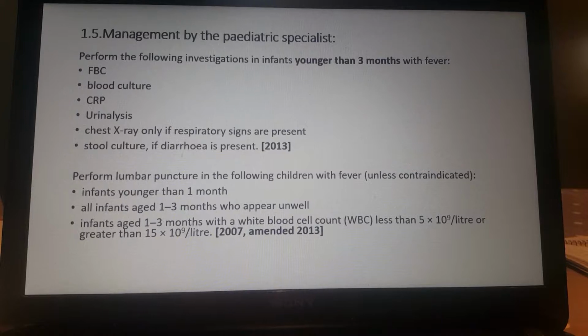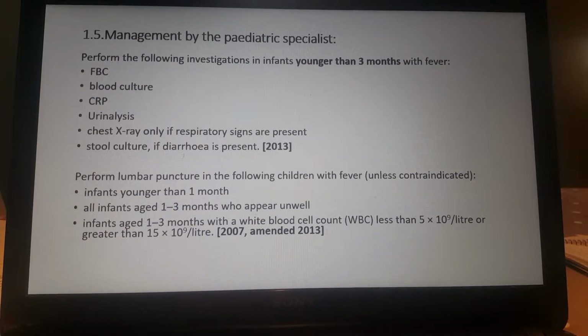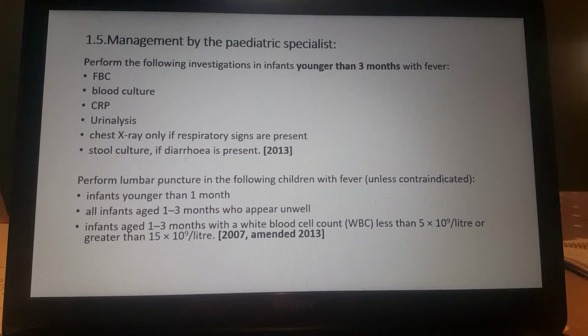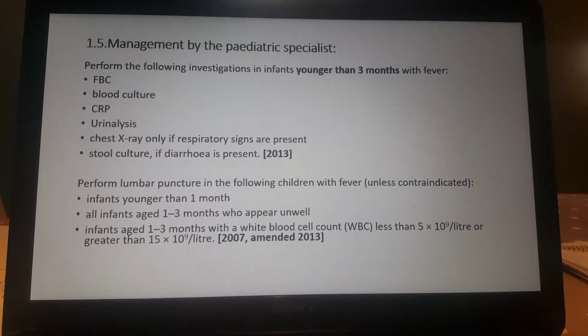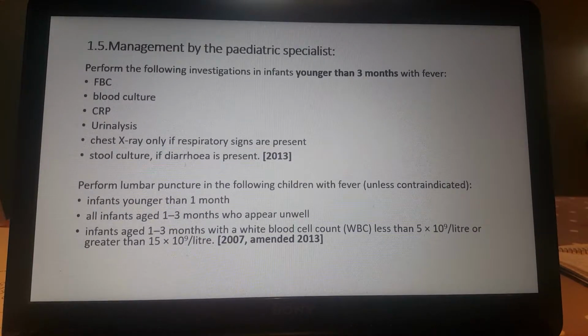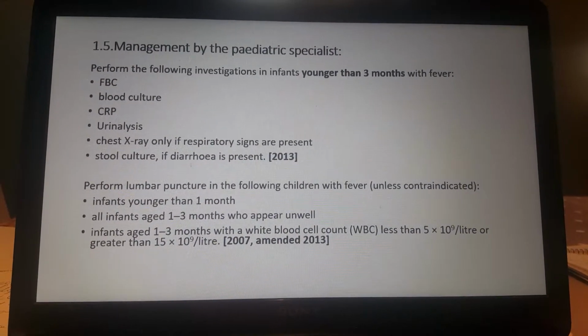And then you should be performing a lumbar puncture in the following children if they have fever, unless obviously it's contraindicated. So if a child is less than 1 month, because they're at particularly high risk, all infants 1 to 3 months who appear unwell, and those 1 to 3 months who have a white cell count which is either low, less than 5, or greater than 15. And that was amended in 2013.